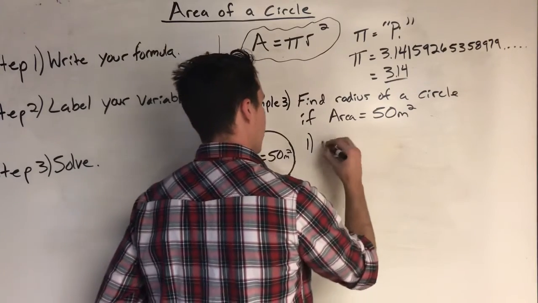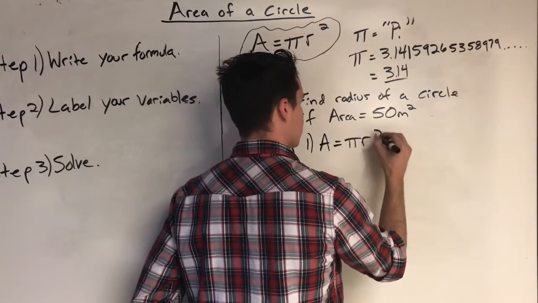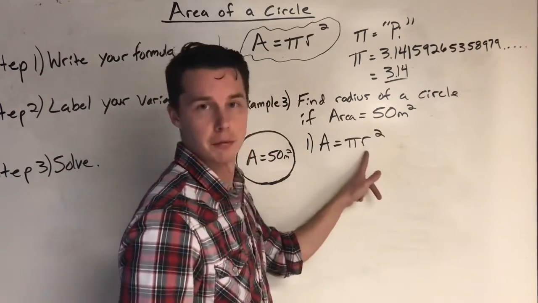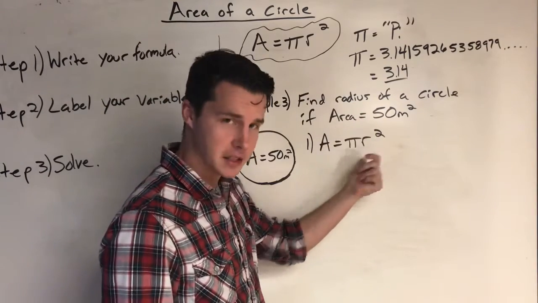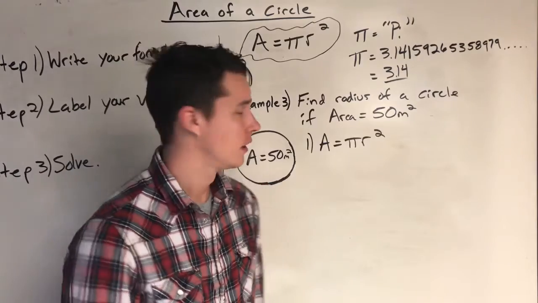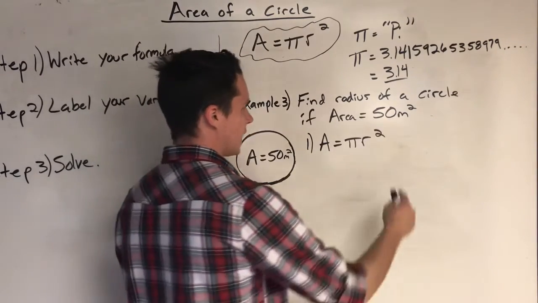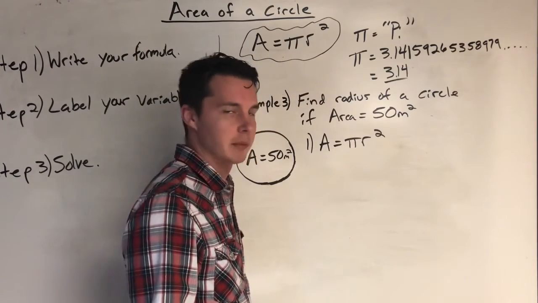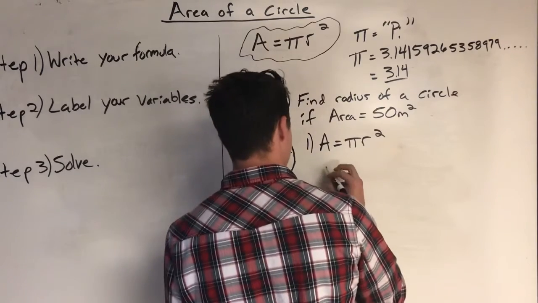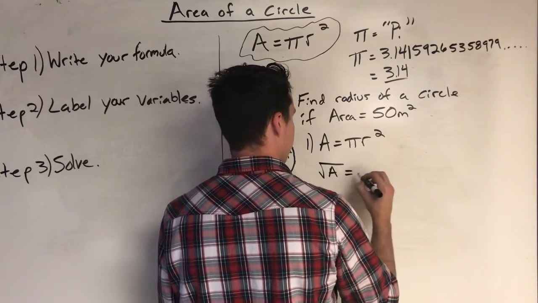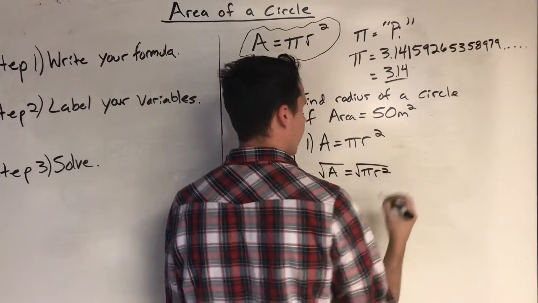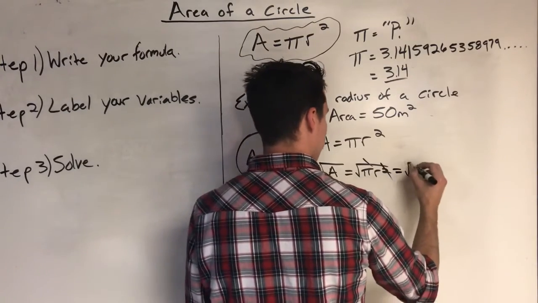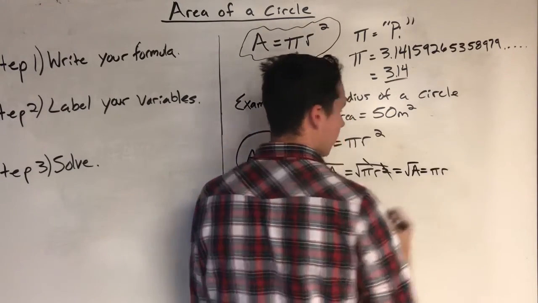Well, step 1 is to write out our formula, which is A equals pi r squared. From here, what we really need to do is get r by itself, because we know what A is, and r is what we're trying to solve for. So we've got to do some algebra. First things first, we need to get rid of that square. To get rid of a square, you just take the square root and it'll cancel out, but it's algebra, so you've got to do both sides. That means we're going to have the square root of A equal to the square root of pi r squared, and the square and the square root cancel. So what we get from here is the square root of A equals pi times r.